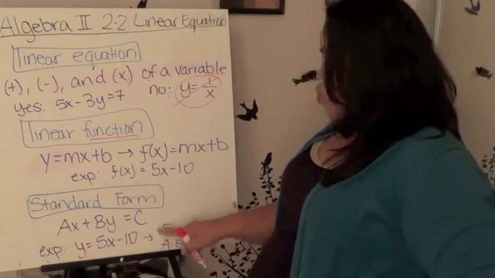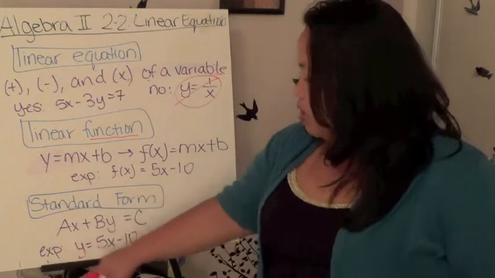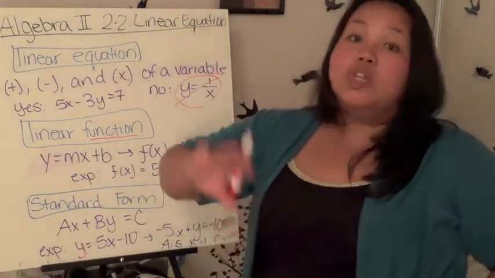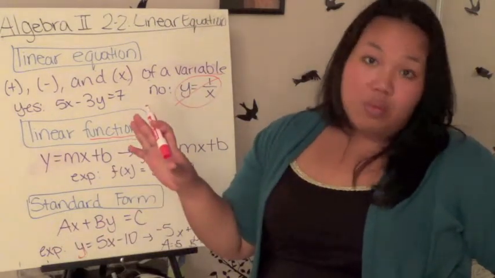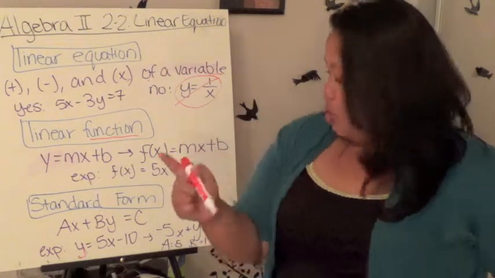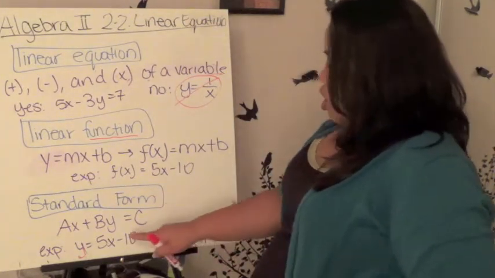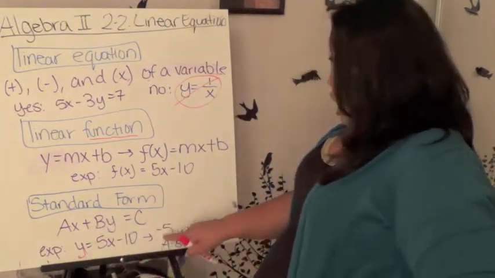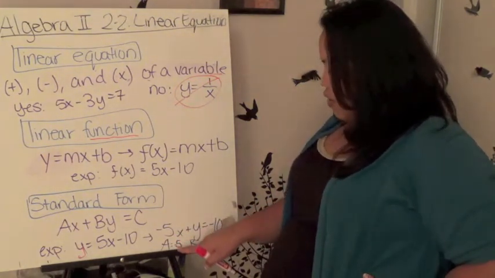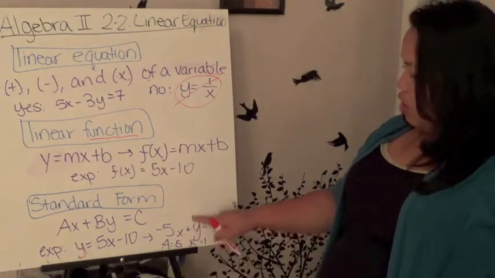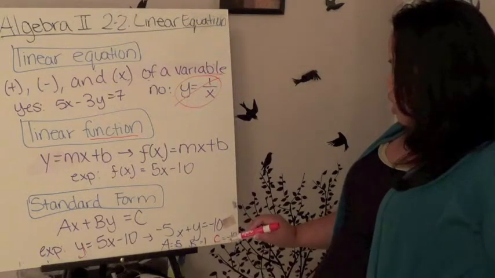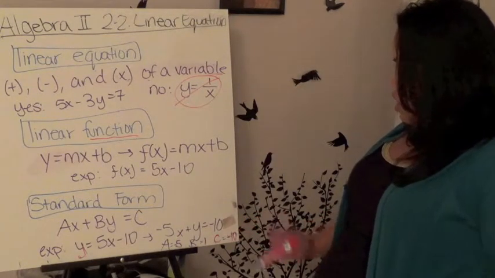I rearrange it, so I took the 5x and I put it on the other side. Remember, as long as what I do on one side, I do on the other, I can change the equation around any way I like. But the key is, what I do to one side, I have to do to the other. So here, I subtract 5x from both sides. I get negative 5x plus y equals negative 10. So my a is negative 5. My b, since there's no number in front of y, is going to be 1. And then my c is a number without a variable, and that's negative 10.